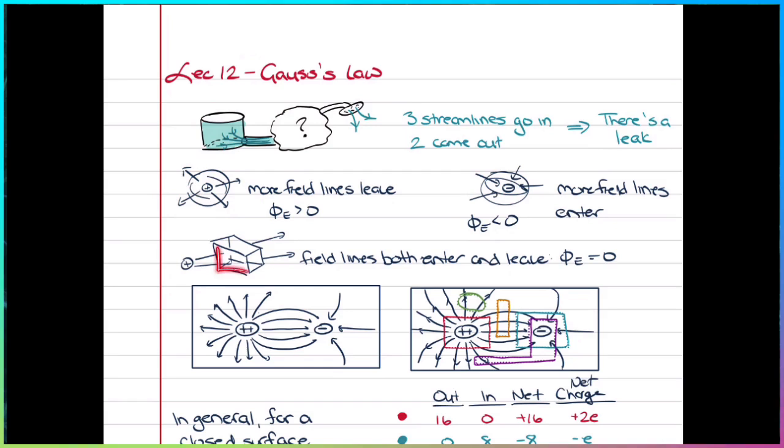And then if I had some volume that was closed still, but then I had a charge outside, all the field lines that go in also came out. In that case, there was 0 net flux into this volume. There was some positive flux on this surface, but then there was a negative flux on this surface. The flux ended up being 0, where there happens to be no charge inside this thing.